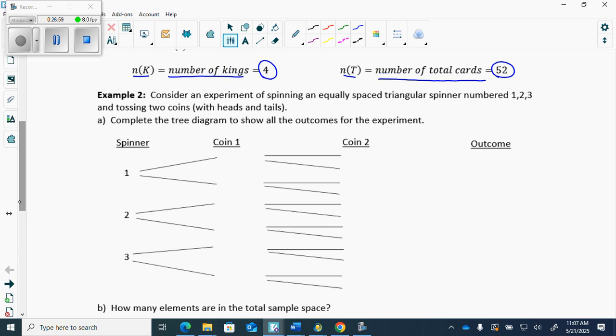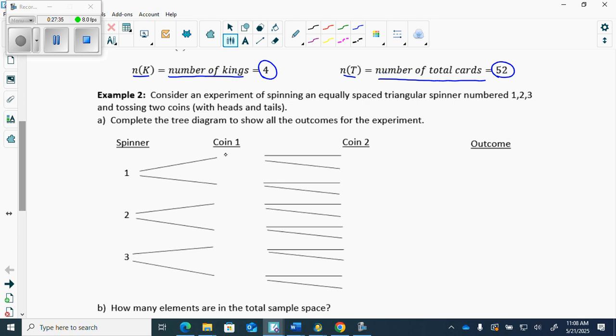Consider an experiment of spinning an equally spaced triangular spinner. It's numbered 1, 2, 3. And tossing 2 coins with heads and tails. So guys, this is where we're getting that tree diagram. Remember how we talked about it, where I told you it was like the anti-gravity stuff more than a tree? So at the top we write spinner. And then we list our 1, 2, 3 outcomes. Yeah? If it was just a spinner, I would have 3 total outcomes. We agree? But it's not. It's also now a coin as well. So what are the options of a coin?